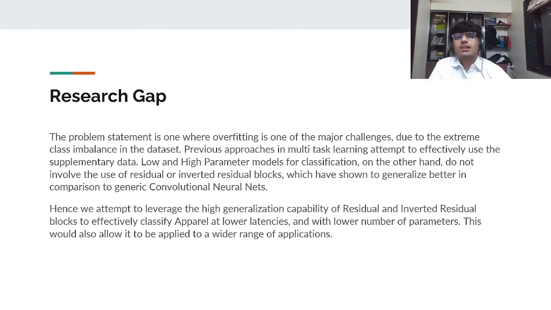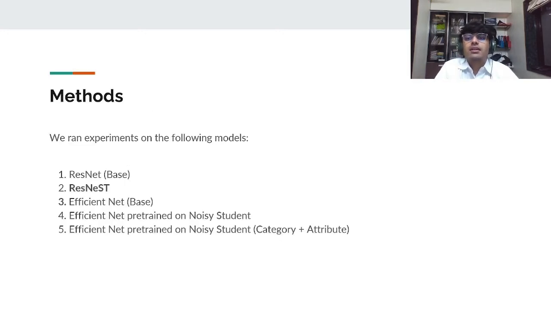This would also allow us to apply it for a wider range of applications, from embedded systems to analysis on social media, which would require low latency applications basically. And we ran experiments on some of the following models: ResNet, ResNeSt, EfficientNet, EfficientNet weights which were pre-trained with Noisy Student, and we also used those with category and attribute as an experiment.